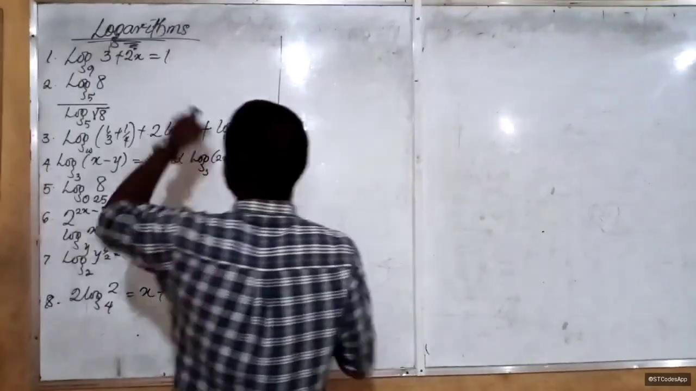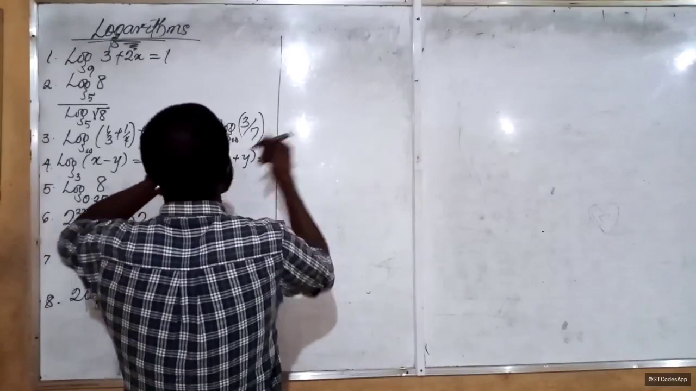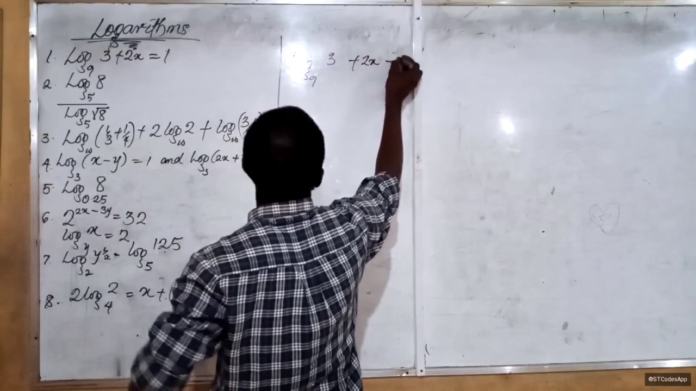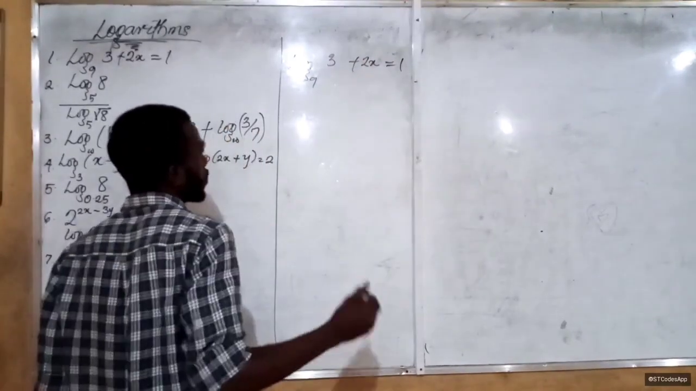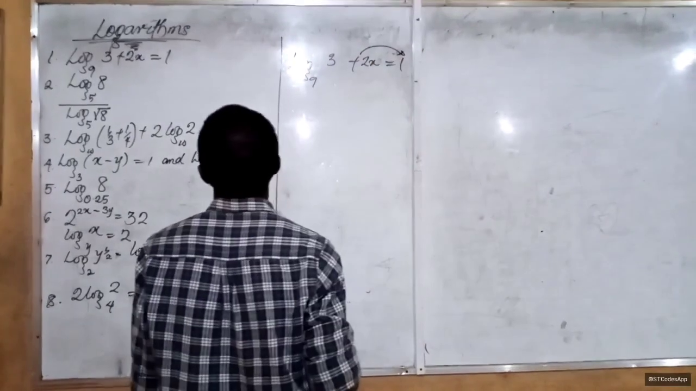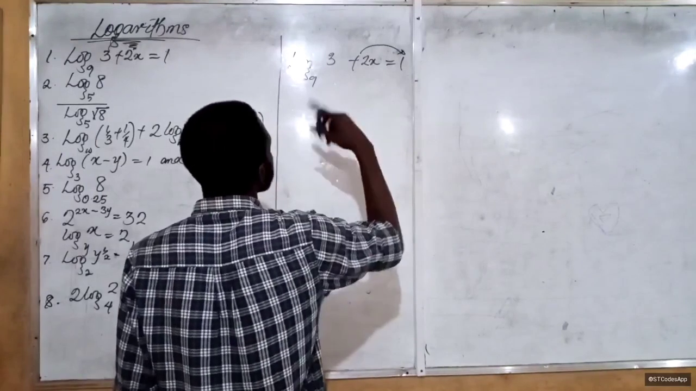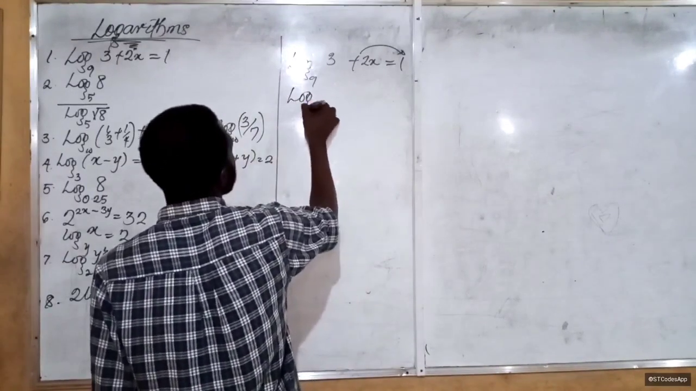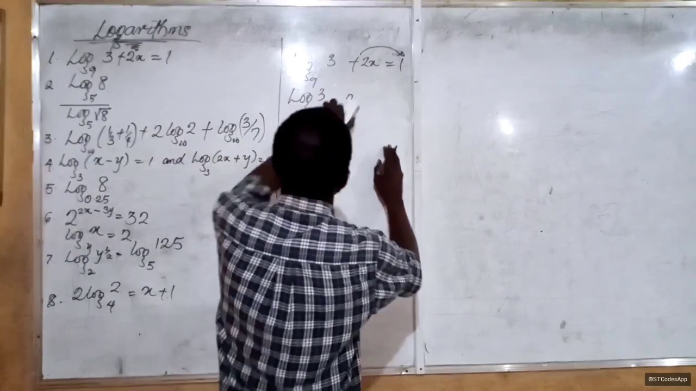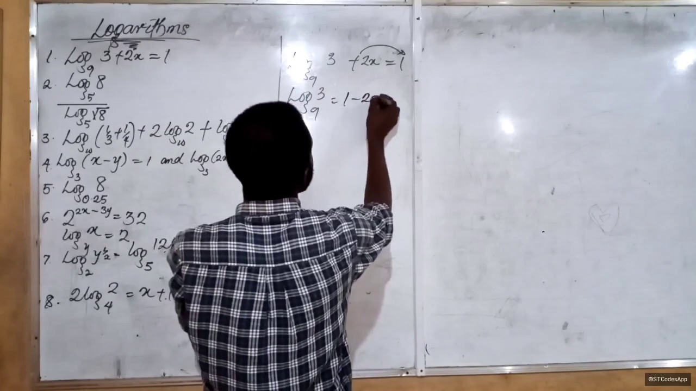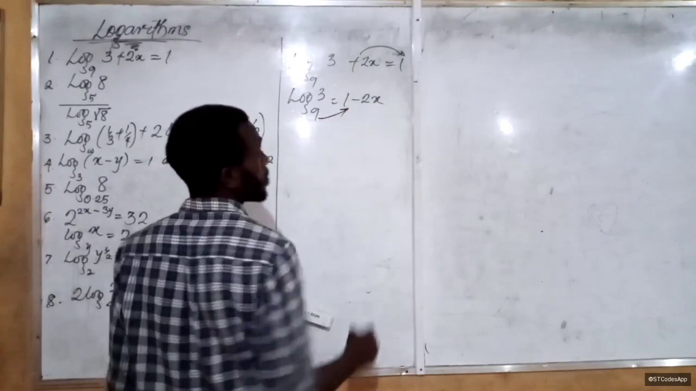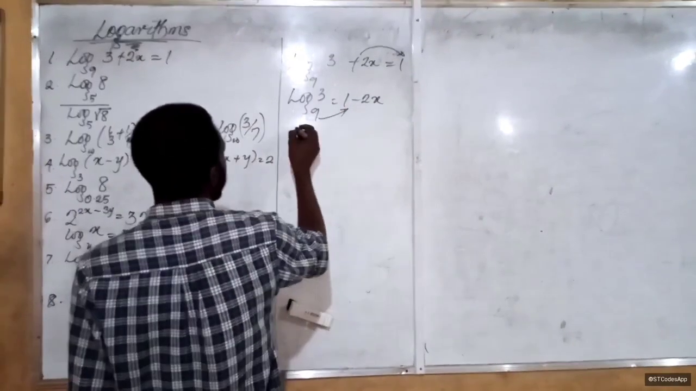The first one says that log to base 9 of (3 plus 2x) is equal to 1. What you basically do is bring this to the other side. When you bring it to the other side, you have log of 3 base 9 is equal to 1 minus 2x, isn't it? I subtract it from both sides. We basically apply our rule now. This pushes this up, and we have 3.